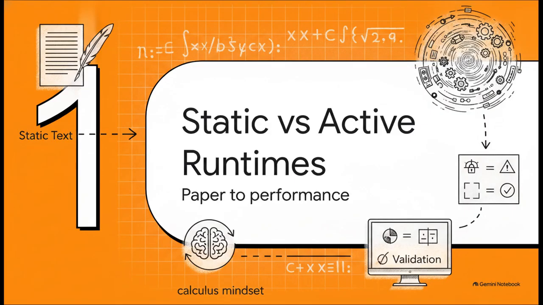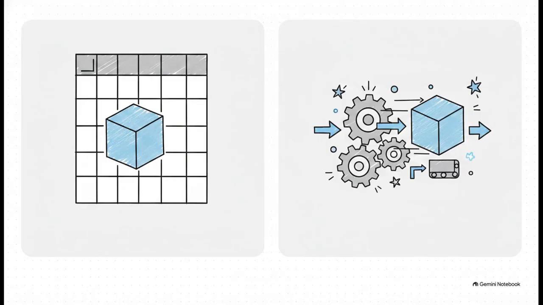Static text versus active runtimes, from paper to performance. To really wrap our heads around computational grammar, we need to adopt what we call a calculus mindset. We're shifting from the traditional drafting of static paper documents to designing dynamic, automated environments. On one hand, you might have a single data entry just sitting inside a static spreadsheet cell. It's totally passive, it's just a mere representation of data.